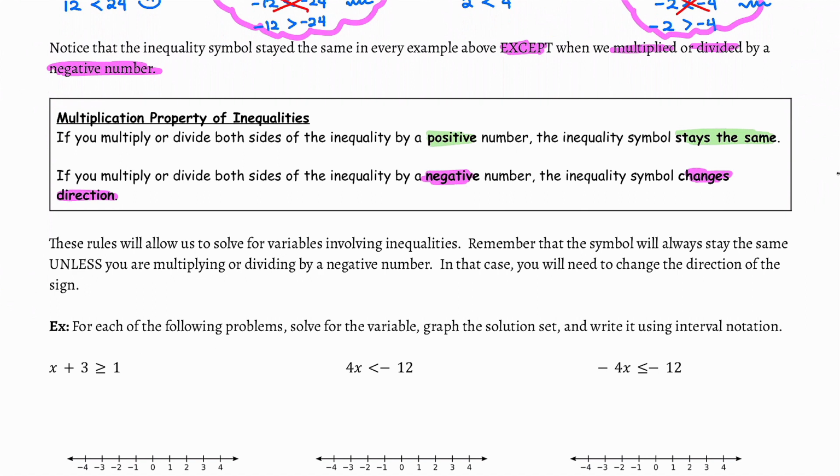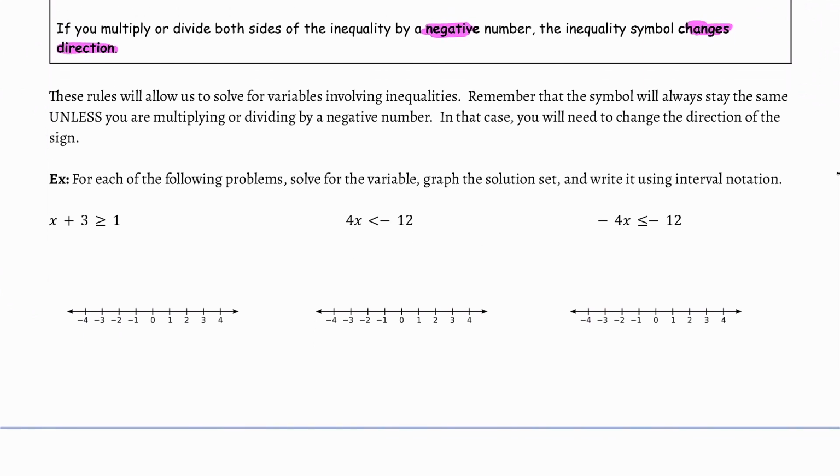So these rules are going to allow for us to solve for variables involving inequalities. Remember that the symbol will always stay the same unless you are multiplying or dividing by a negative number. In that case, you're going to need to change the direction of the sign. So we're going to treat it almost like an equal sign, unless I'm multiplying or dividing by a negative number, then that's telling me I've got to switch the sign, okay? For each of the following problems, solve for the variable, graph the solution set, and write it down using interval notation. So let's go ahead and try this out.